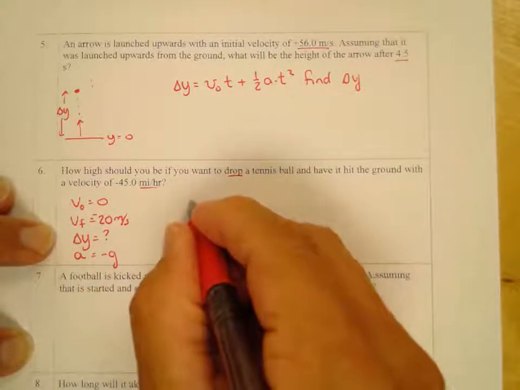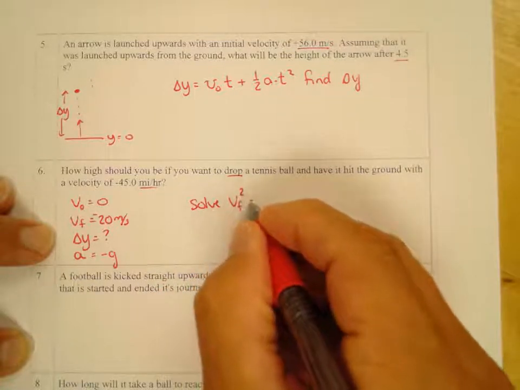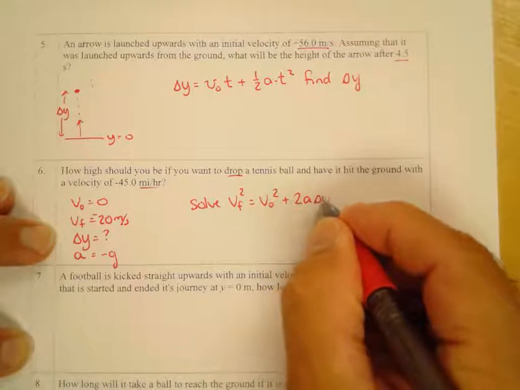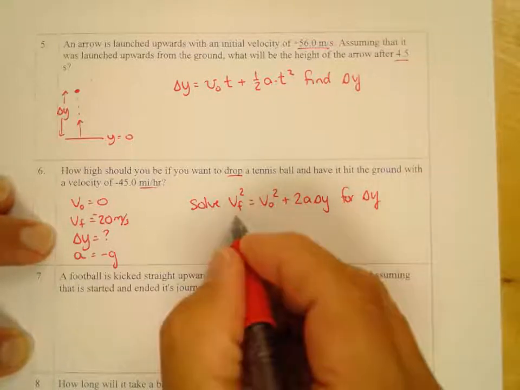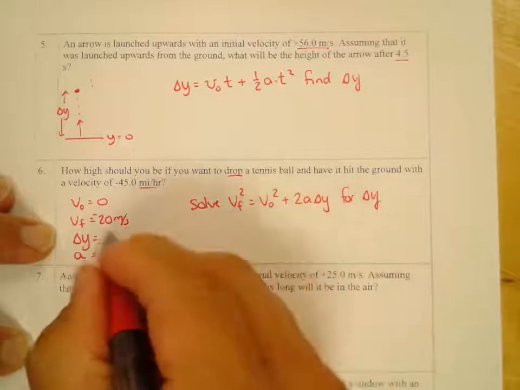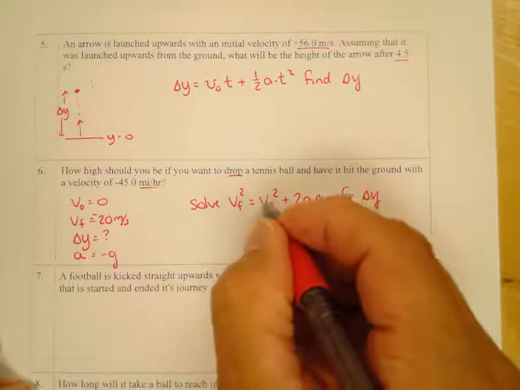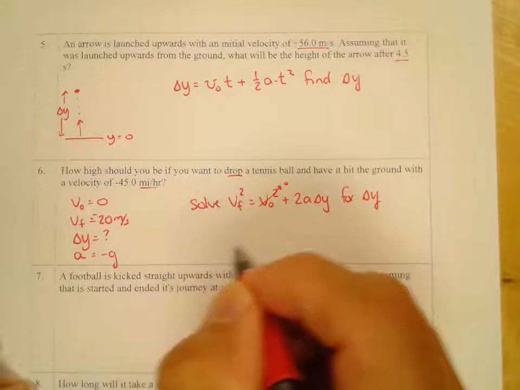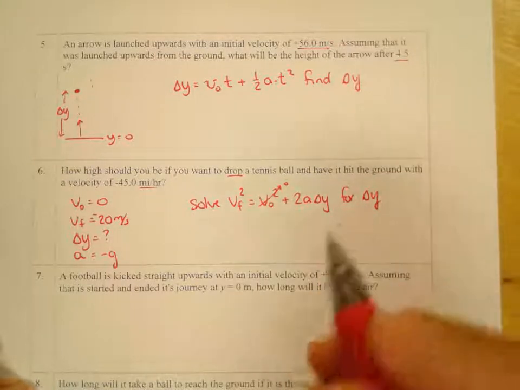So the easiest thing to do here is to solve v final squared equals v initial squared plus 2a delta y for delta y. And of course for the final velocity, you have to use meters per second, not miles per hour. The initial velocity, again, it's dropped, that's 0. So you're going to solve for delta y. That tells you how far the ball falls, and so the height will be the opposite sign.